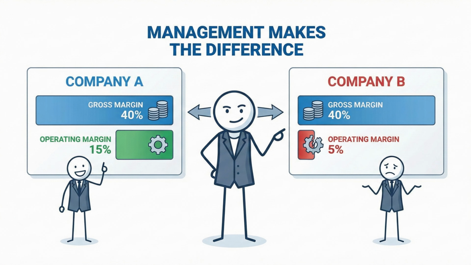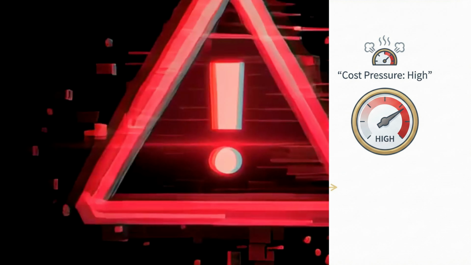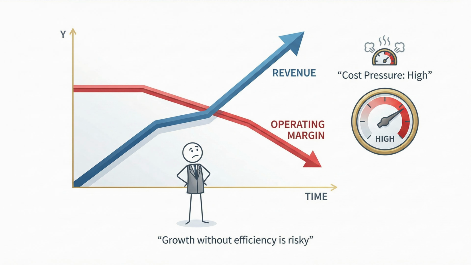Operating margin warning signs. Be careful when revenue is growing fast, but operating margin is falling every year. This often means the company is spending aggressively just to show growth. In the long run, this destroys shareholder value.